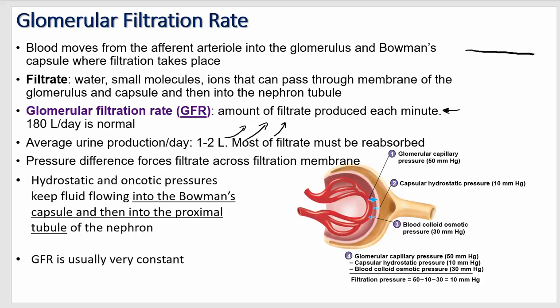So the pressure difference forces filtrate across the membrane. How does this filter? Here's our afferent. We're just going to arbitrarily name this. Blood is moving through here, and so it's under pressure. We can see that pressure is going to push it through there. We're going to look at the structure of how that happens.